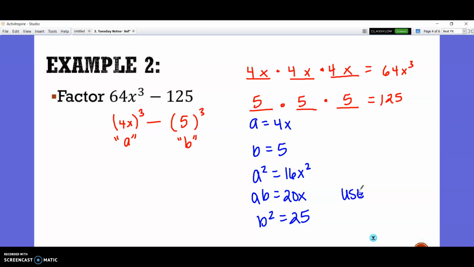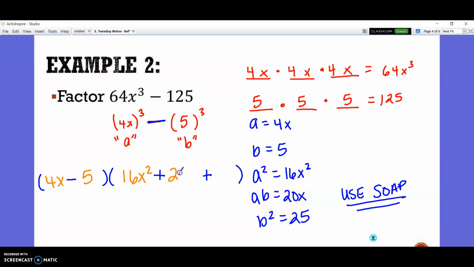Now use SOAP. So we have a binomial, and then we have a trinomial. The binomial, same sign, so it'll be a minus. Opposite, so I'll put a plus. The last one is always positive. And then just write these in order. 4x, 5, 16x squared, 20x, and 25. And then that's it.